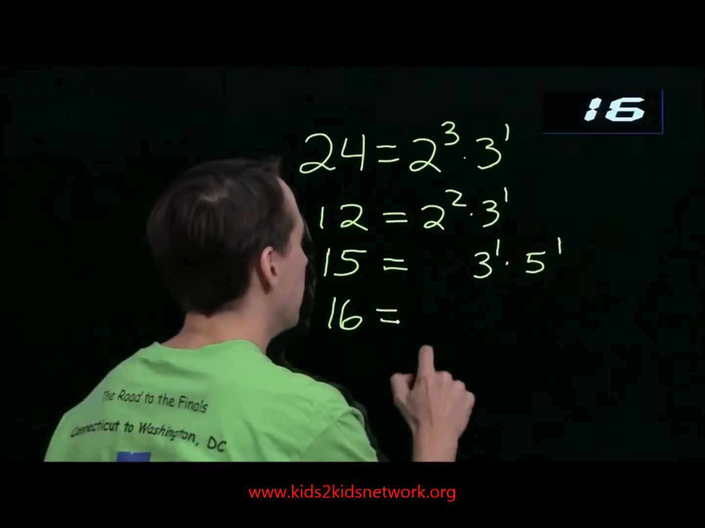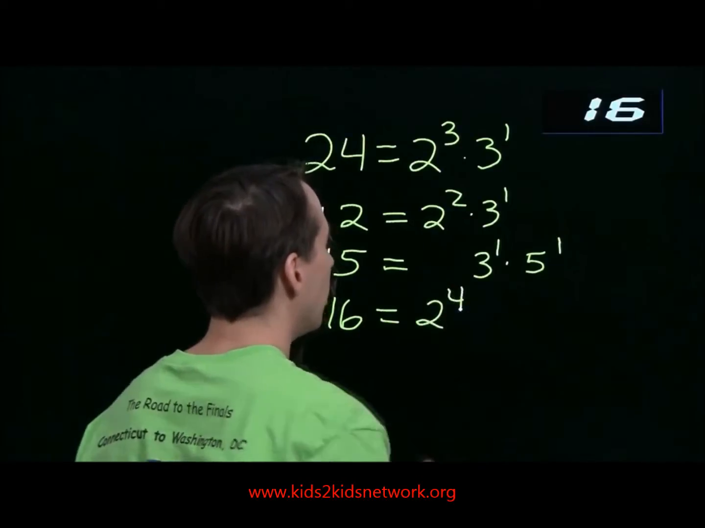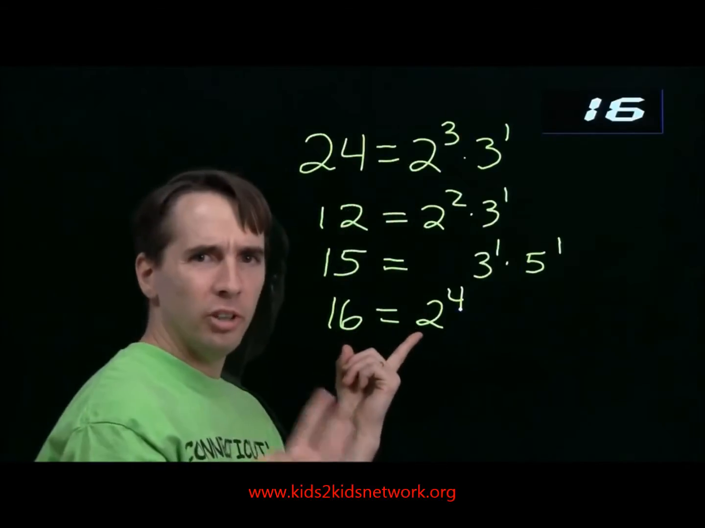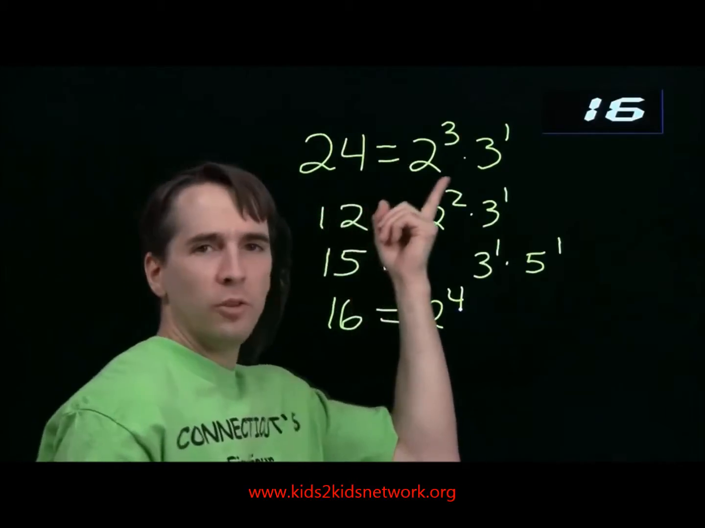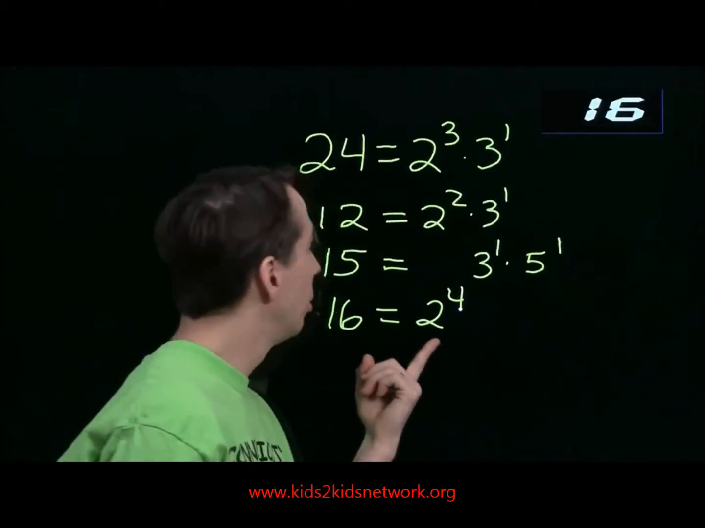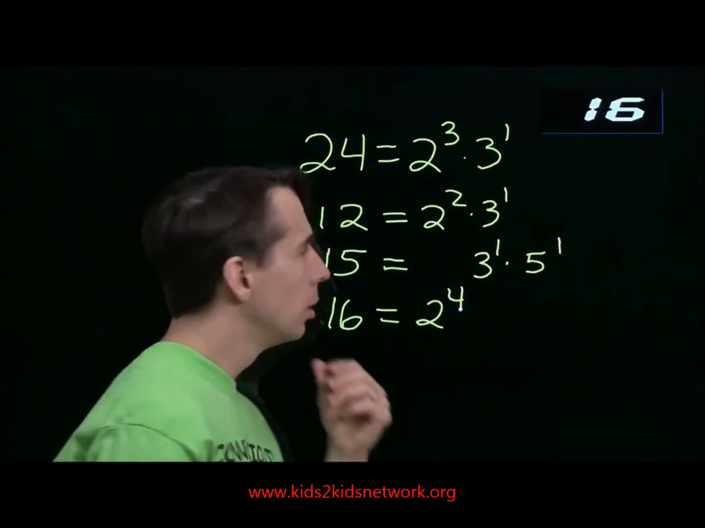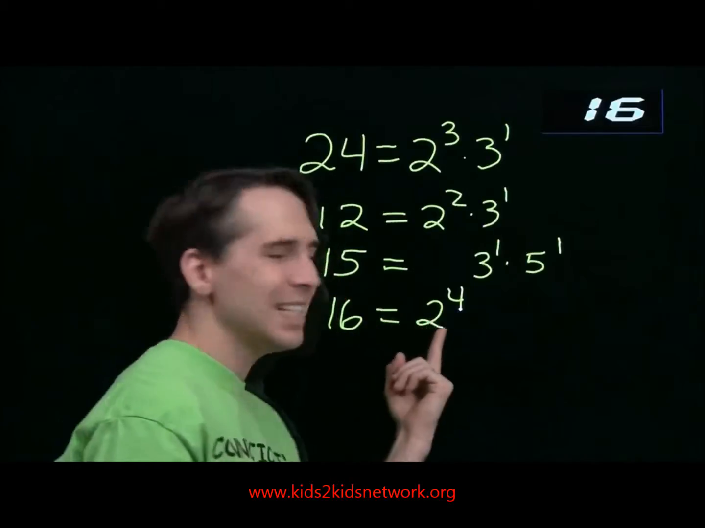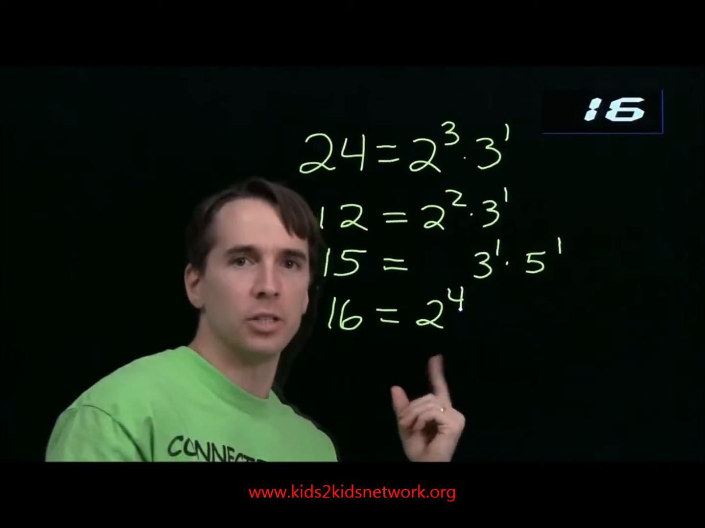How about 16? 16 is just 2 to the fourth, that's 4 2's. Any multiple of 16 is going to have at least 4 2's. So 24 can't possibly be a multiple of 16. That means 16 can't be a divisor of 24 because 16 has too many 2's in its prime factorization.